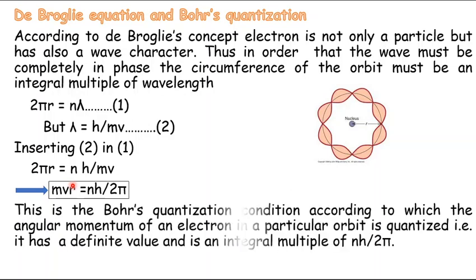सो क्या बोला बोहर ने? बोहर्स की क्वांटाइजेशन कंडीशन क्या थी? According to this Bohr's quantization condition, the angular momentum of an electron in a particular orbit is quantized. That is, it has a definite value. And जो ये value होता है is an integral multiple of h by 2 pi. This is nh by 2 pi. h by 2 pi का integral multiple होता है, यानी कि h by 2 pi into any integer. Right?